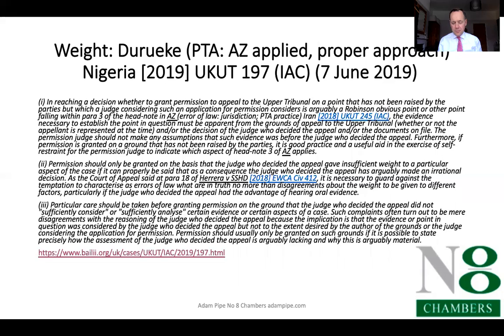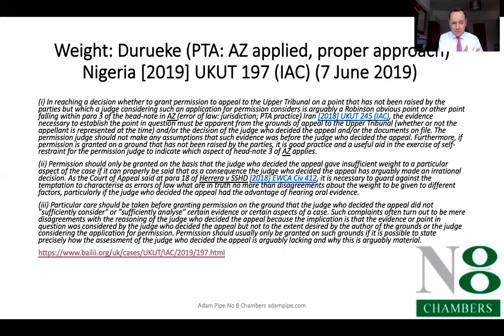Weight. Now, one of my rules in grounds is don't challenge weight. Because if you challenge weight, you've got to be more subtle about it. If you challenge weight, you're just going to be told it's a disagreement. It's not for you to say, well, a judge, the weight they gave to that was wrong. Because as long as a judge didn't act irrationally or perversely, they're entitled to give a certain amount of weight to evidence.